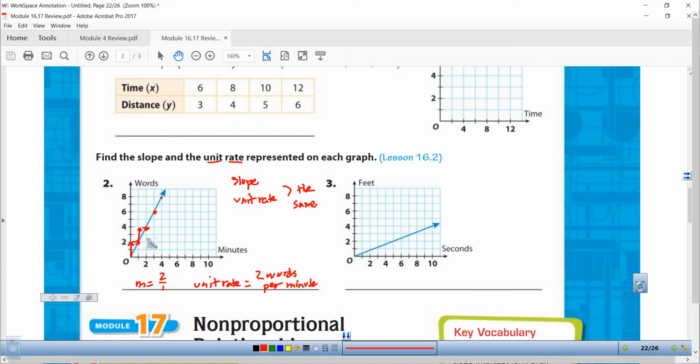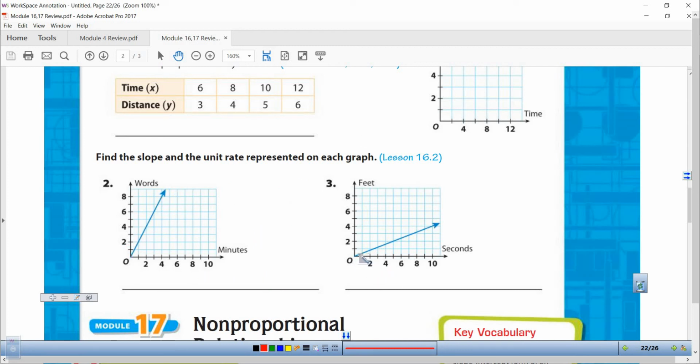All right, so if we took a look here, we'd have 1, 2, right? And then we have 2, 4, and then we have 3, 6, and we have 4, 8. All right, and by the way, that's also k. If I do y divided by x, I get 2 every time. So the slope, the unit rate, and k are all the same for a proportional relationship.